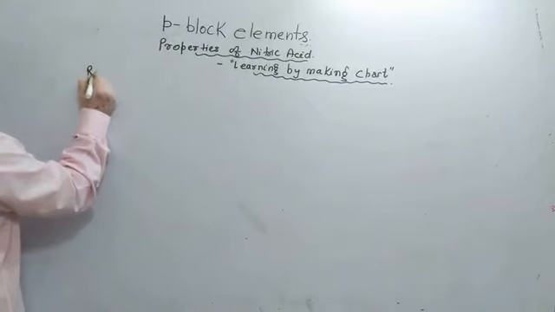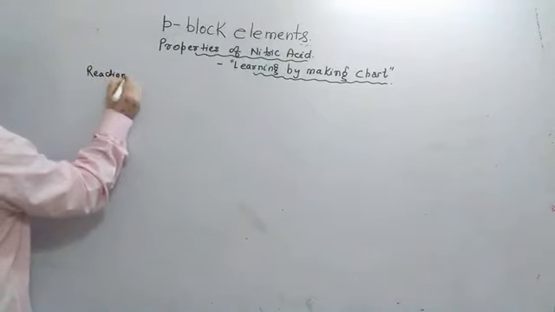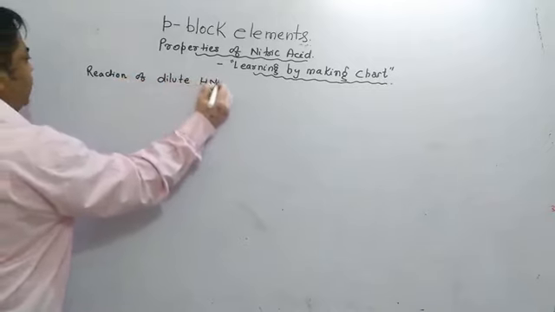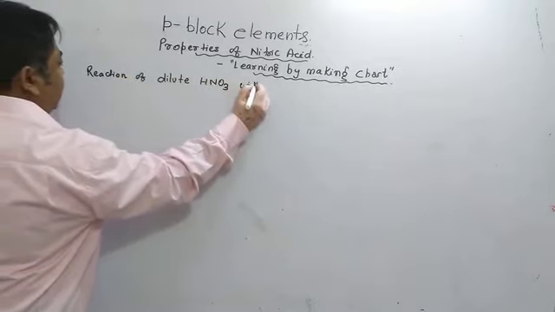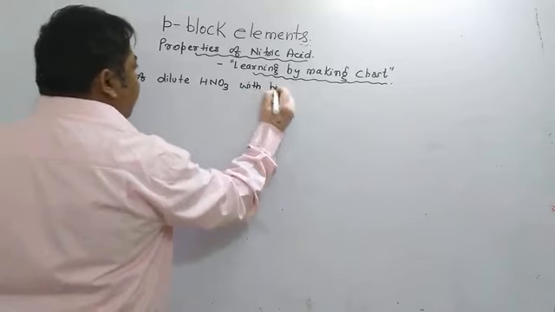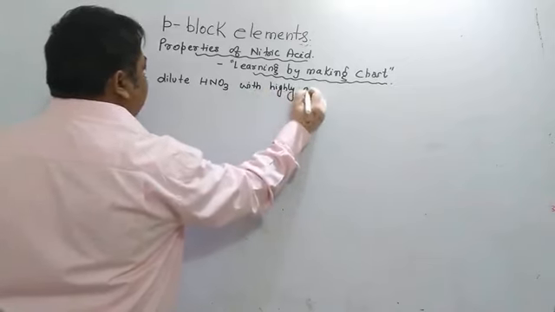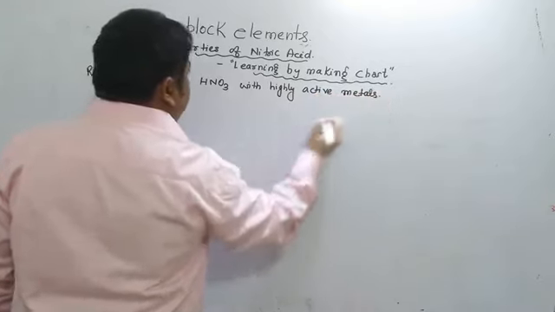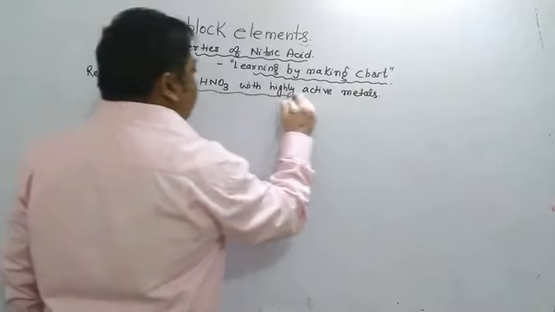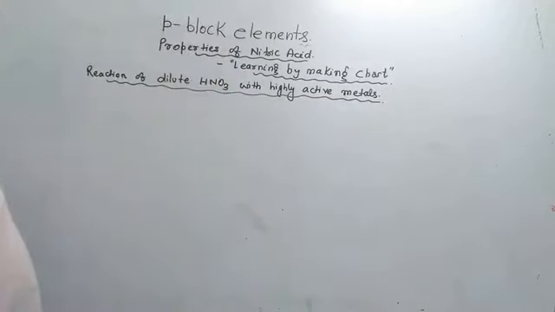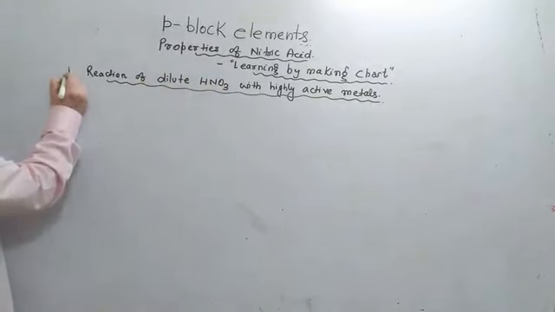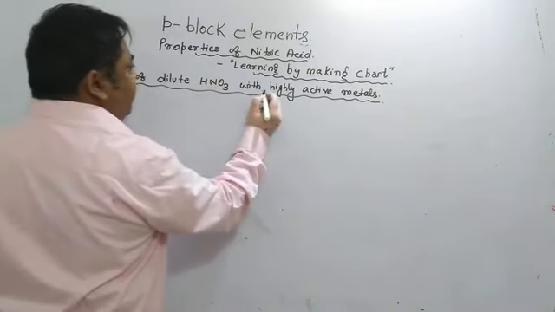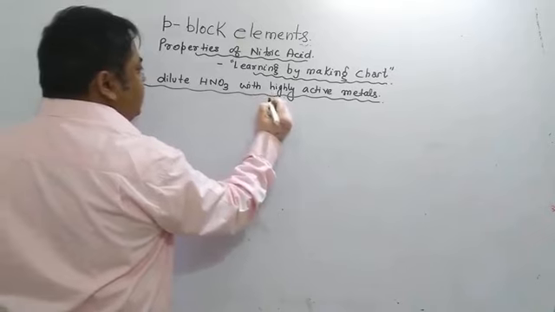reaction of dilute nitric acid with highly active metals. Here you don't have to apply any logic. Your concepts of acid, bases and salts which you have studied in class 10th will be enough. Maybe I can name it as 1 and I am taking case A. Case A means highly active metals is case A. So this case I am taking as case A.